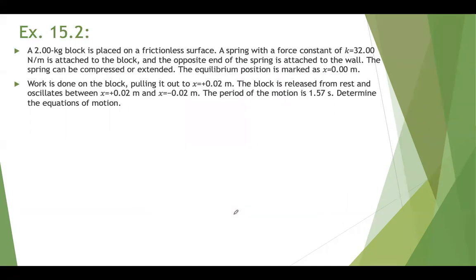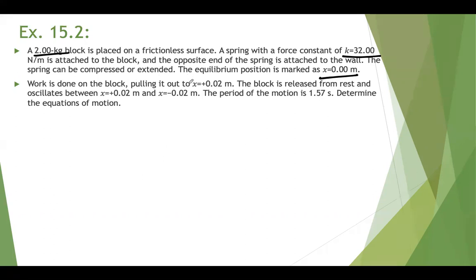All right, so let's go ahead and do an example. A 2 kilogram block is placed on a frictionless surface. So there's our mass. A spring with a force constant K equals 32 Newton per meter is attached to the block, and the opposite end of the spring is attached to the wall. The spring can be compressed or extended. The equilibrium position is marked as x equals 0 meters.